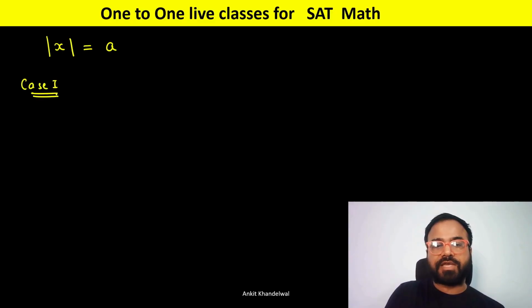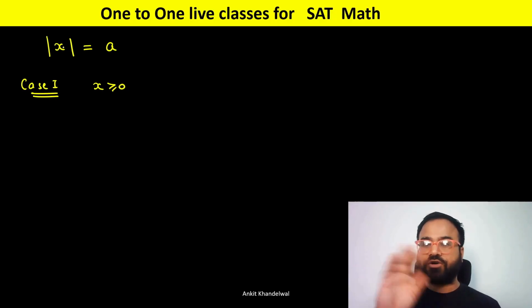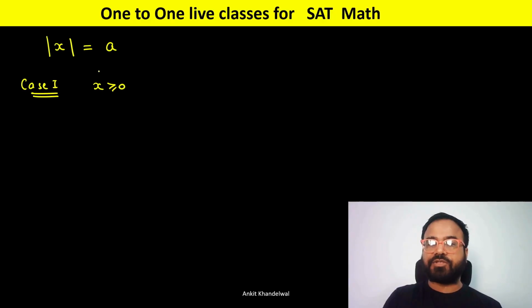So case number 1, I am assuming that x is greater than or equal to 0. I am assuming over here because I don't know, so I am assuming two cases. In case number 1, x is greater than or equal to 0. So in this case, the absolute value will open with x only, so x equal to a. This is the answer for this.